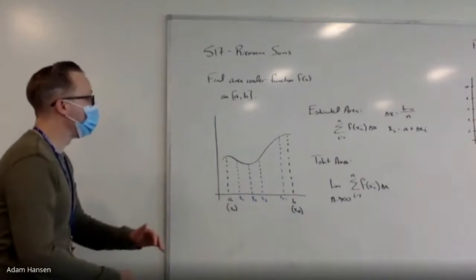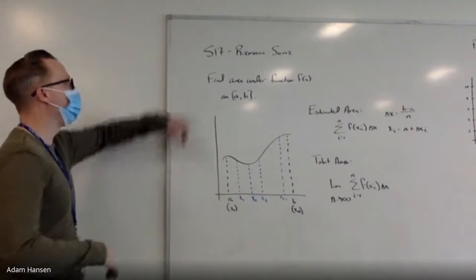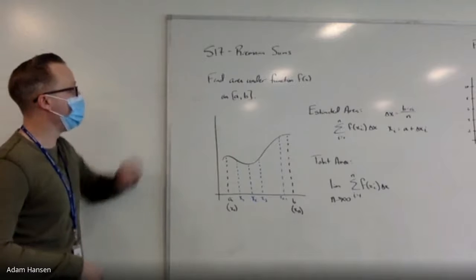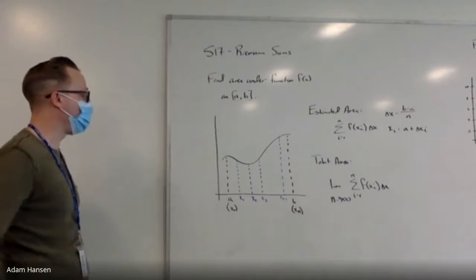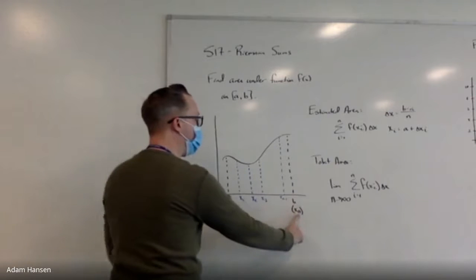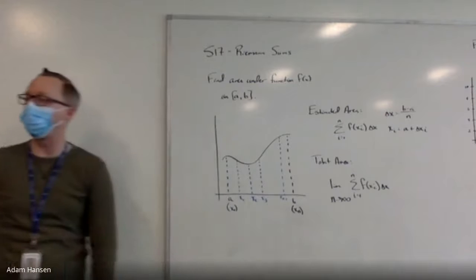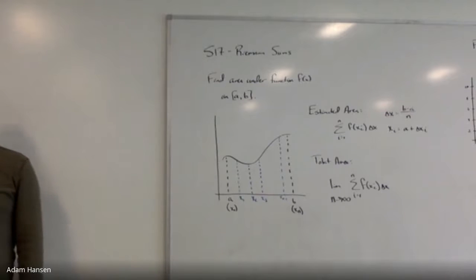All right, so just kind of reviewing some of our notes from yesterday. We're going to find the area under the function f of x on the interval from a to b. So we're going to break up that interval from a to b into n total partitions. We're going to break it up into n different portions.